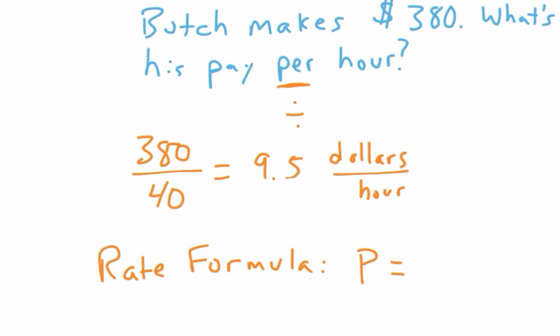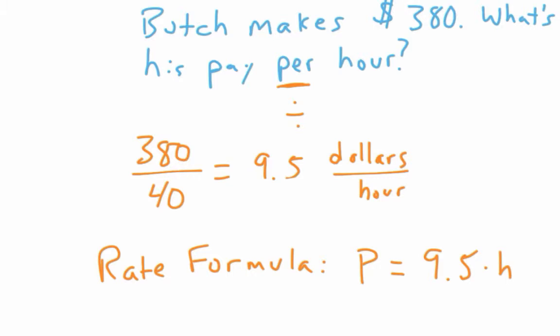Not 380H, because then if he worked 1 hour, he'd make $380. 2 hours, he'd make double that. But it's going to be, do you see it? 9.5. So you take that unit rate, if you do 9.5, then you could do times T if you wanted to. I'm going to do times H because our time's in hours. But now that would fit the problem.